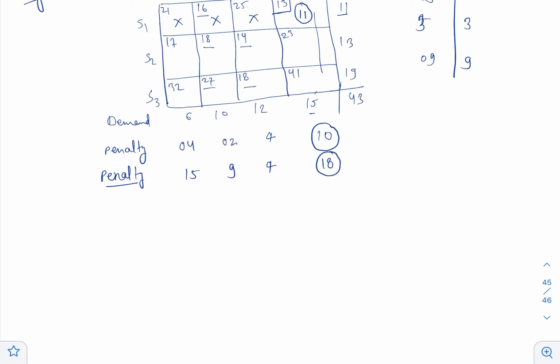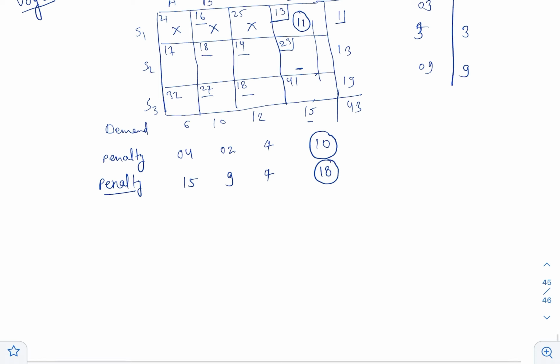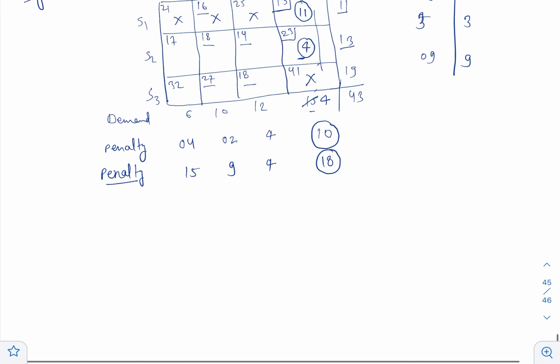So we choose the fourth column, and in the fourth column minimum cost per unit is 23. So we allocate to this cell 2 4 whatever the maximum possible units. Here the remaining demand is 4 and availability is 13, so we allocate 4 to the cell 2 4. Now we can write cross to this cell because all the demand is exhausted in the fourth column.